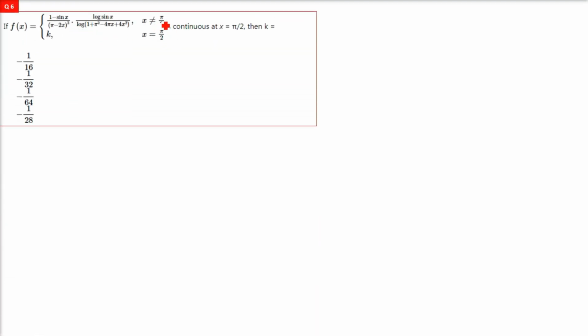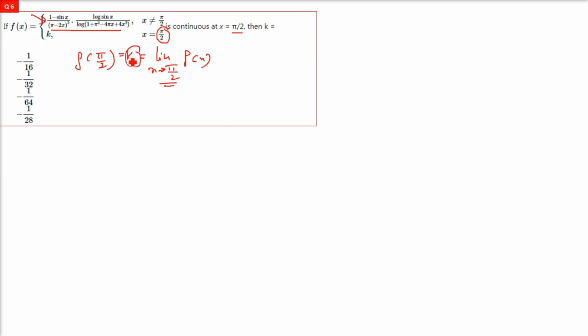Now in this question, the point is pi by 2. The f(a), which is f(pi by 2), is equal to k. And we know that when we have f(pi by 2) or f(a), and this is given as k, it is equal to the limit as x tends to pi by 2 of this whole function, let us write it as f(x). So we have to find the limit of this function at pi by 2, and equate it with k. The value of the limit will be equal to k. I hope you got the idea.